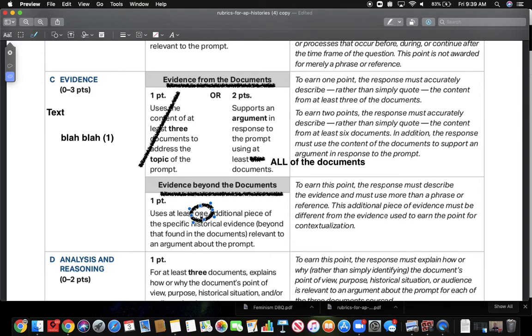Now again, it's not enough to just say it, just like this evidence from the documents. You're going to have to explain all your evidence as well. So again, it says here that the response must describe the content from at least 6 of the documents, and it must use the content of the documents to support it. So you can't just say, document 1 says this, and say, yay, I did it, woo! No, you have to explain how each piece of evidence from the document or outside the document is going to prove your argument.